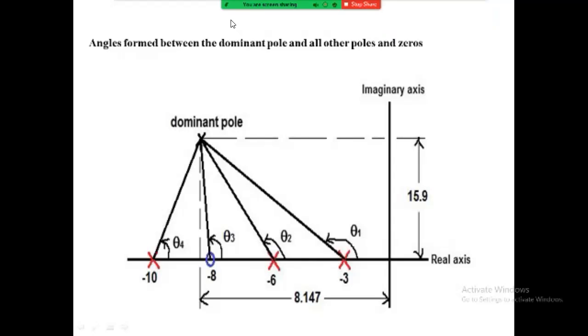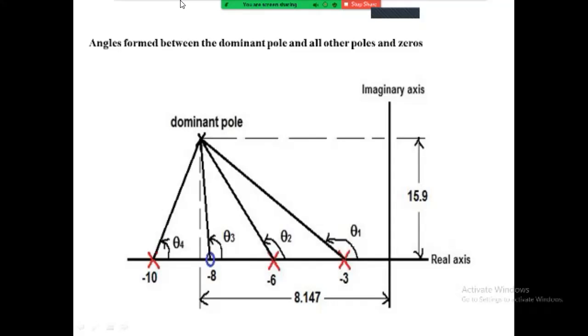So the angle of contribution is equal to 180 minus the sum of the angles from the dominant pole to all other poles plus the sum of the angles from the dominant pole to all other zeros. From this we can easily find that the angle of contribution is equal to 180 minus, in the first bracket, theta 1 plus theta 2 plus theta 4 plus theta 3, which is equal to minus 18.45 degrees.